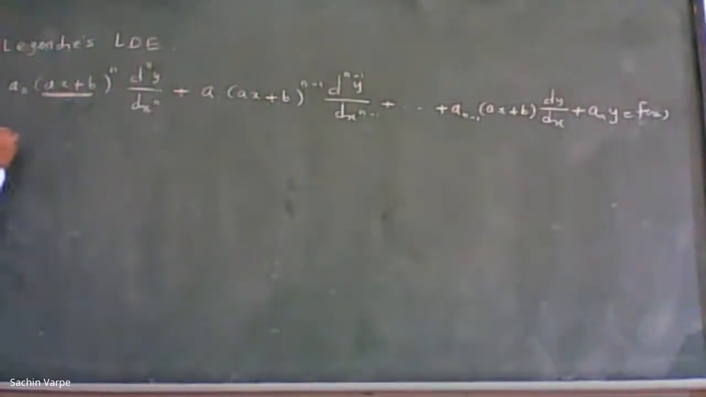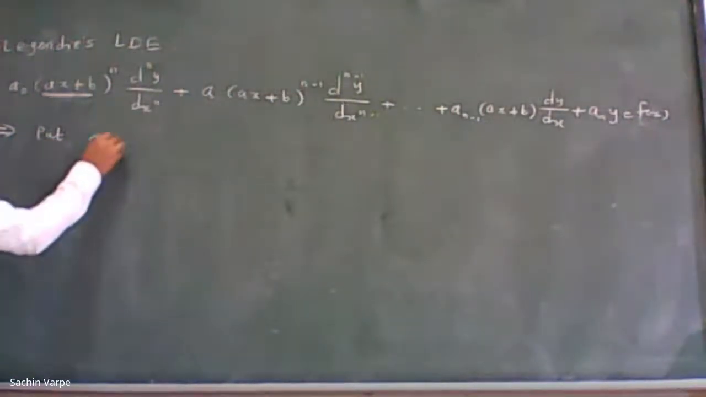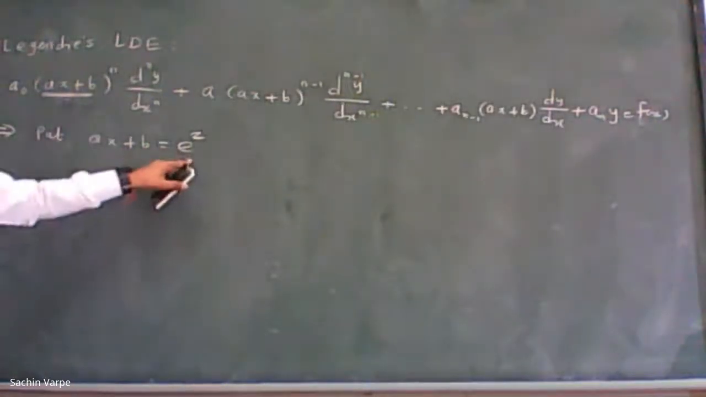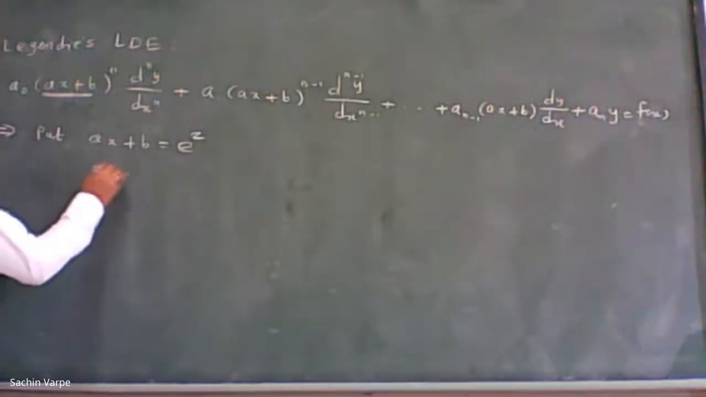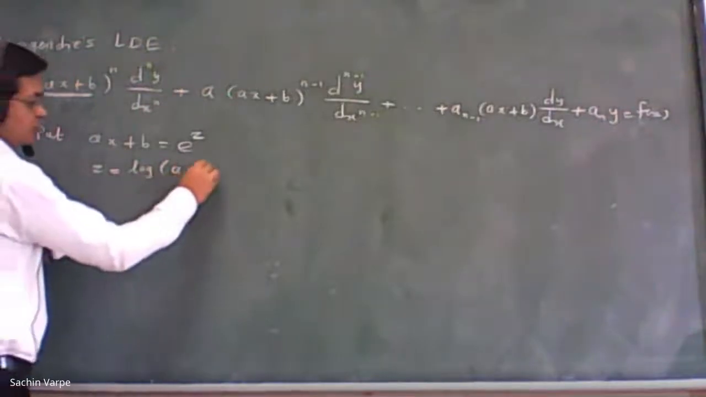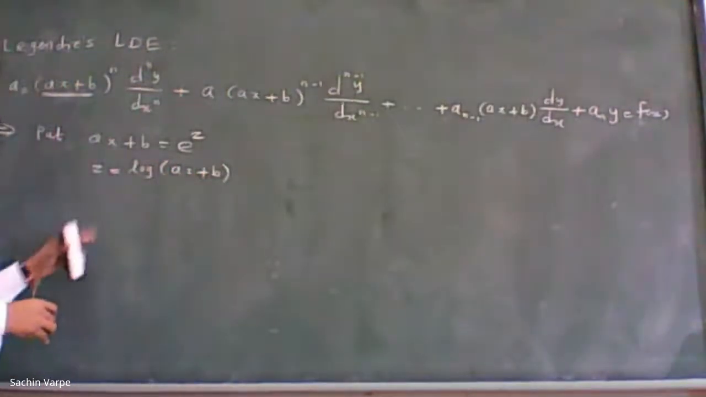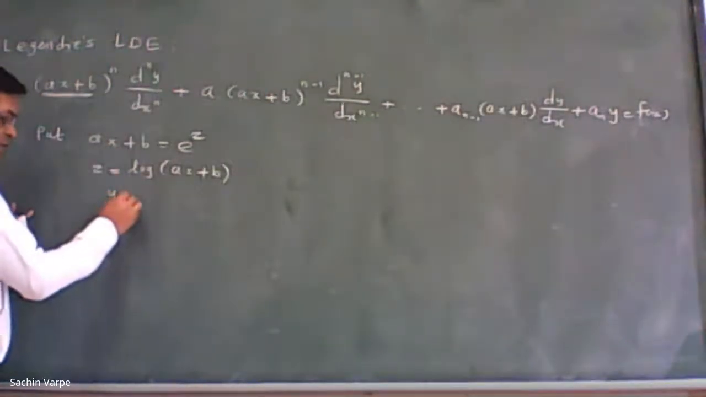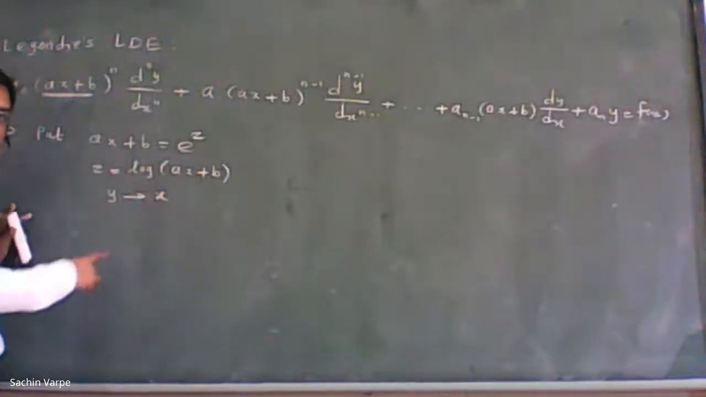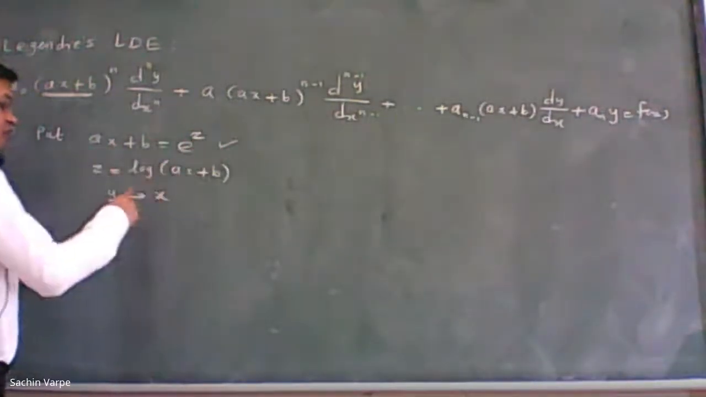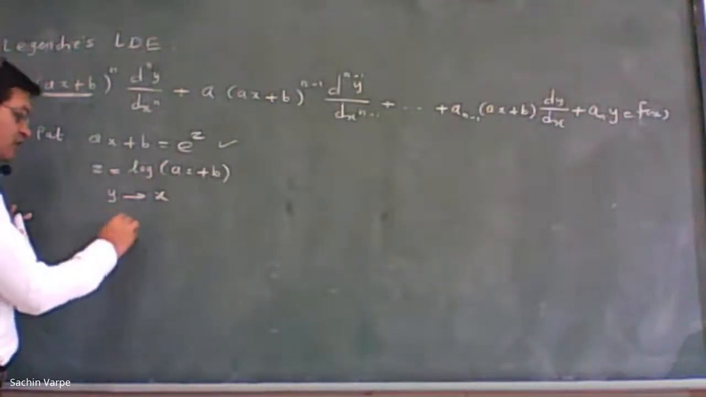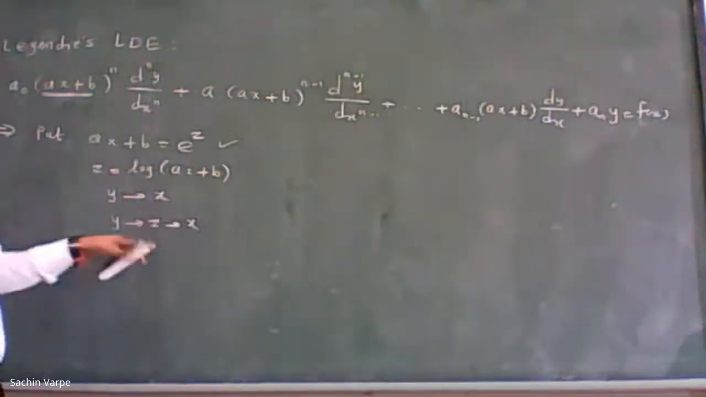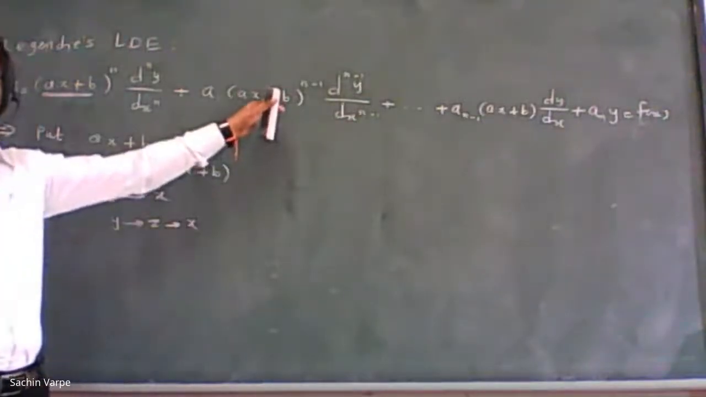So here the substitution is: put ax plus b is equal to e raised to z. The complete variable term we are going to substitute as e raised to z. With the help of this, z will be log of ax plus b. Similar to what we discussed for Cauchy's, y is originally a function of the independent variable x, but with this substitution we are introducing a new variable in between, so y will become a function of z and z will be a function of x, as z is equal to log of ax plus b. With the help of this technique we'll get the substitutions for these differential terms, isn't it?